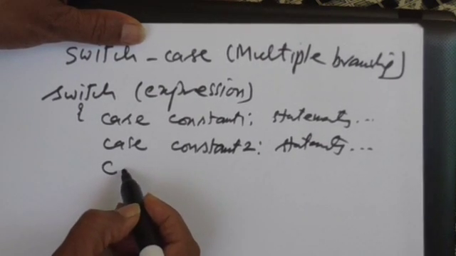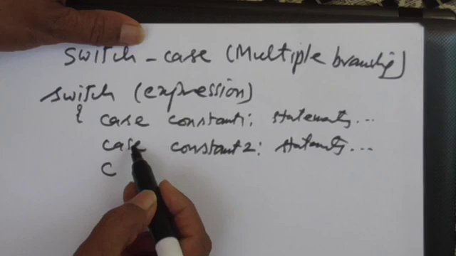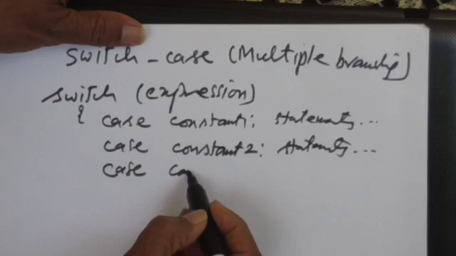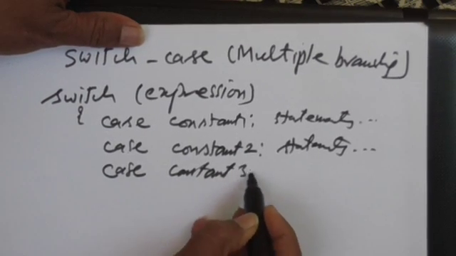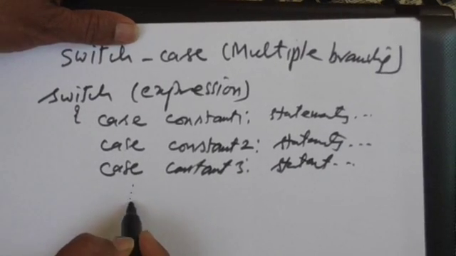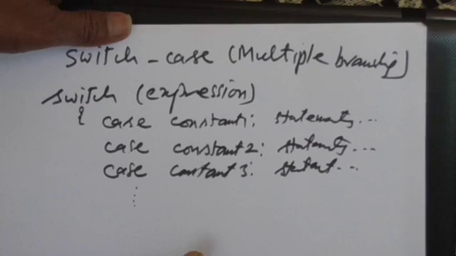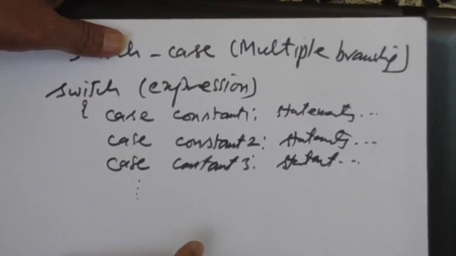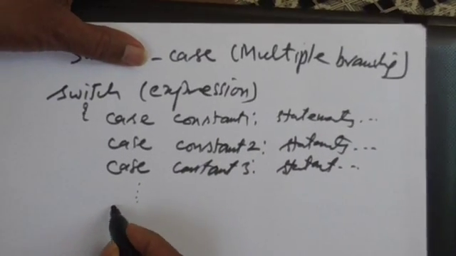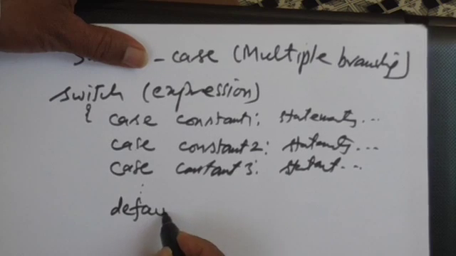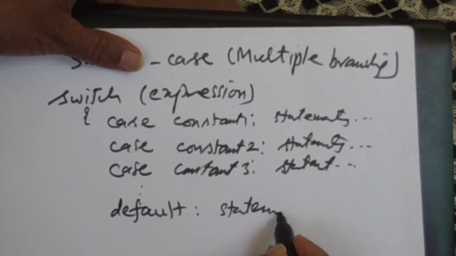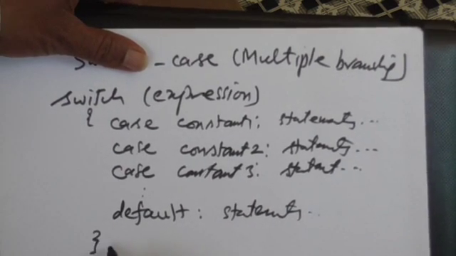And again you can write like this. There can be any number of case statements. So again you can have another constant 3 and statements. Like this you can have any number of case statements, and optionally you can have one statement called default, and then you can write statements and you close it.